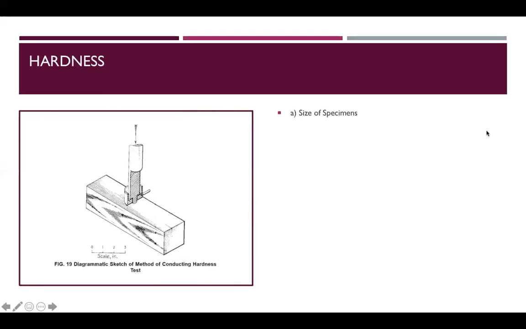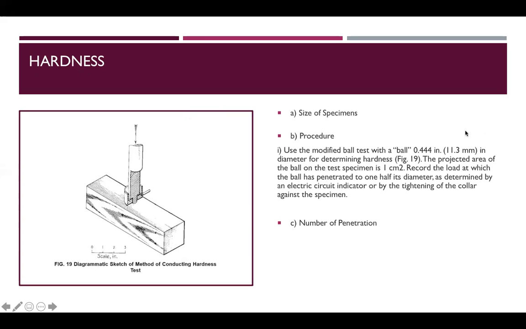for the next procedure, hardness. So for the size of specimen, the hardness test shall be made on 2 by 2 by 6 inches or 50 by 50 by 150 millimeter specimens. So for the procedure, use the modified ball test with a ball 0.444 inches or 11.3 millimeter in diameter for reading hardness, as shown in the figure.